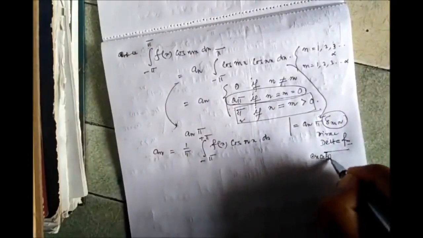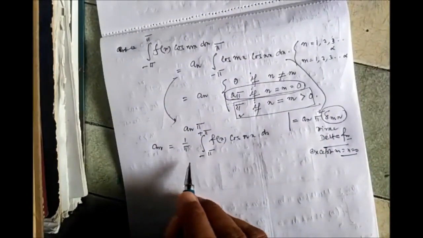This is the Dirac delta function. So when m equal to n, this gives me pi or 1, and when m not equal to n but greater than 0, this gives me 0, right? Okay, so an, except obviously for the Dirac delta function except m equal to n equal to 0, this point. So the value of an is this.